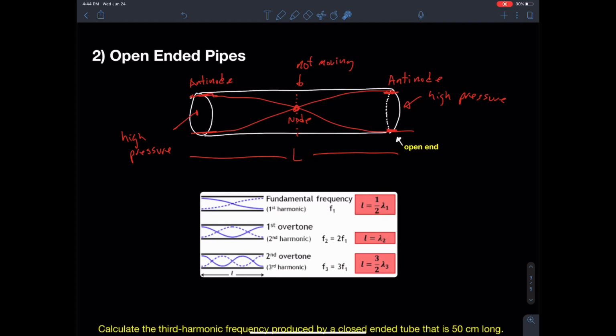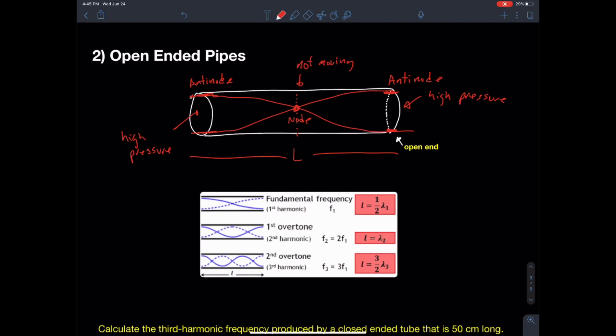The next harmonic, now remember I always have to have antinodes at the end. The next harmonic that I can make has two nodes inside, and it looks something like this. And then the next harmonic would have three nodes inside, so one node, two nodes, three nodes for the harmonics. And if we take a look at the next one, the length of that tube is equal to one full wavelength, and the length of this tube is equal to 3/2 wavelengths.